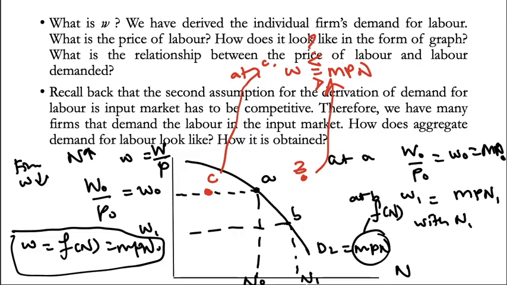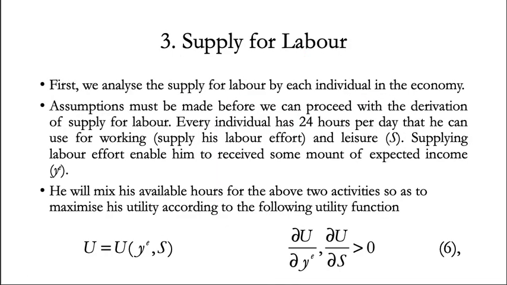When we are done with the individual demand or individual firms' demand for labor, now we want to move to the second part of the labor market, which is supply for labor. Now remember, like I said earlier, the supply of labor actually comes from household, right? So remember, supply of labor comes from household. Like me, I'm working, I'm supplying my labor effort here in terms of hours. So it comes from household.